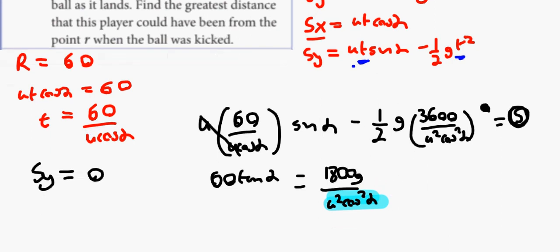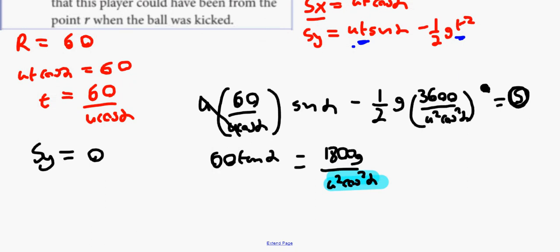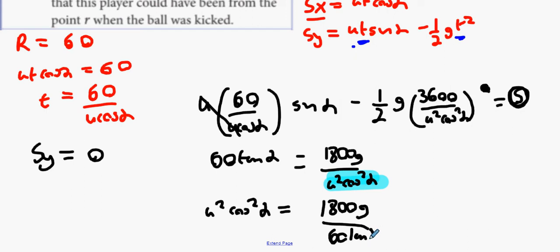And what we're going to get next is I'm going to isolate the u squared cos squared alpha, and I'm going to turn that into 180g over 60 tan alpha. I'm sure there's something I'm not seeing this morning, but look, this sometimes happens to you. Applied maths part again. Now, oddly enough, I'm going to go back to where I was.